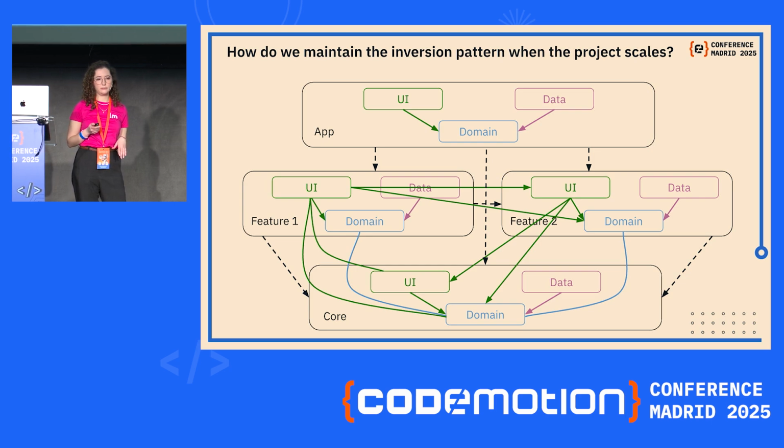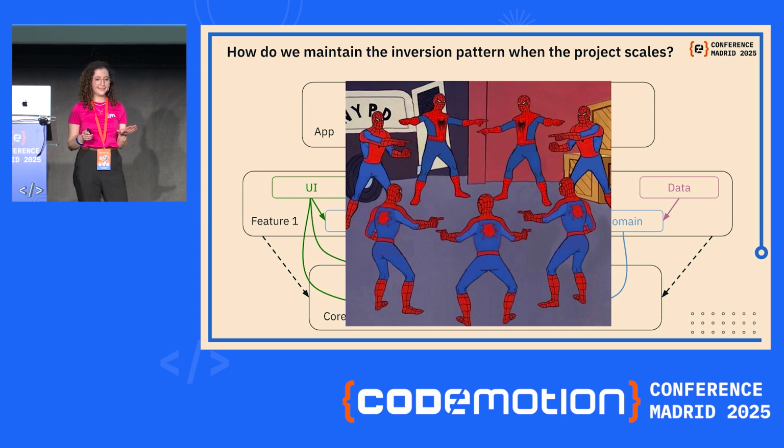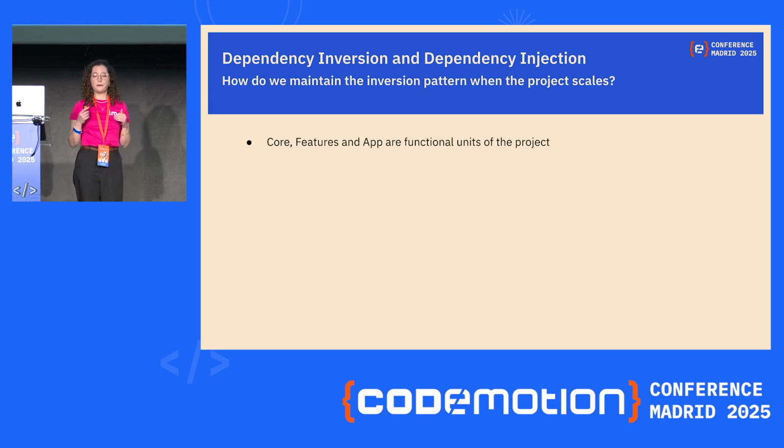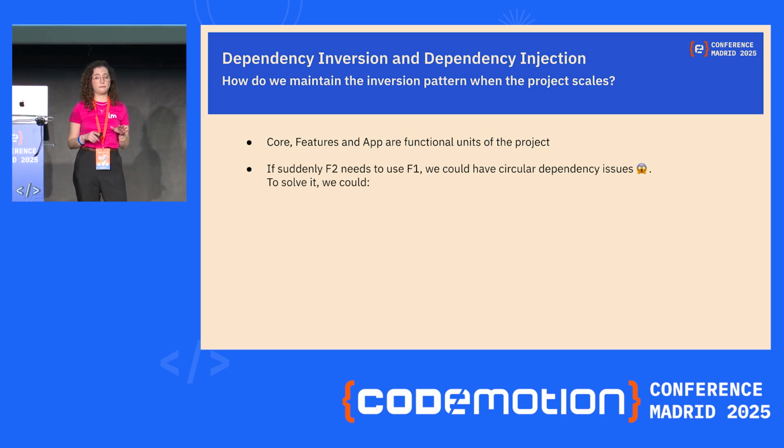So what will happen, I ask you now, what will happen if suddenly feature 2 needed to use stuff from feature 1? And to that I say, wait a minute, because all of these arrows are making me dizzy. So let's take a step back and recap to understand. Remember that core, features, and app are functional units of your project. So if suddenly feature 2 needed to use stuff from feature 1, we could be facing circular dependency issues, which are a nightmare, but it can be solved.